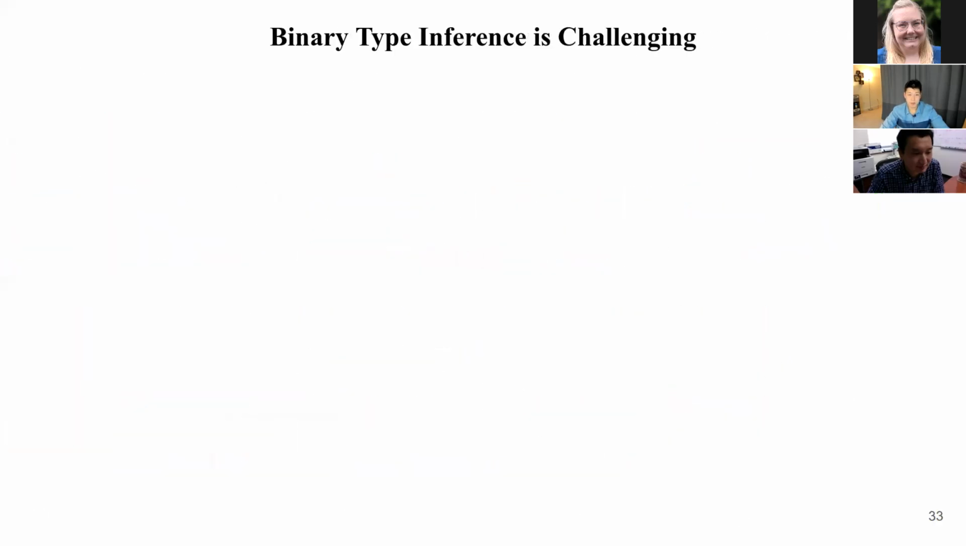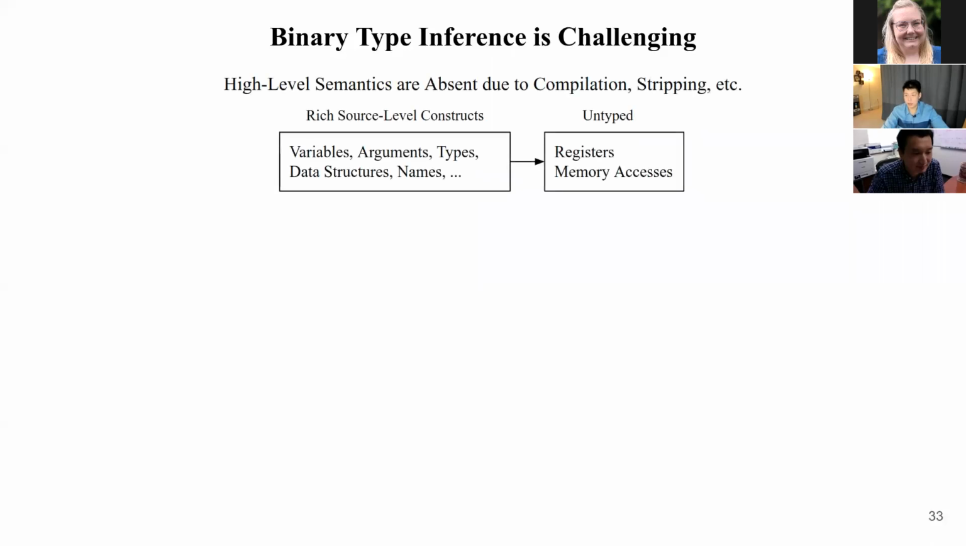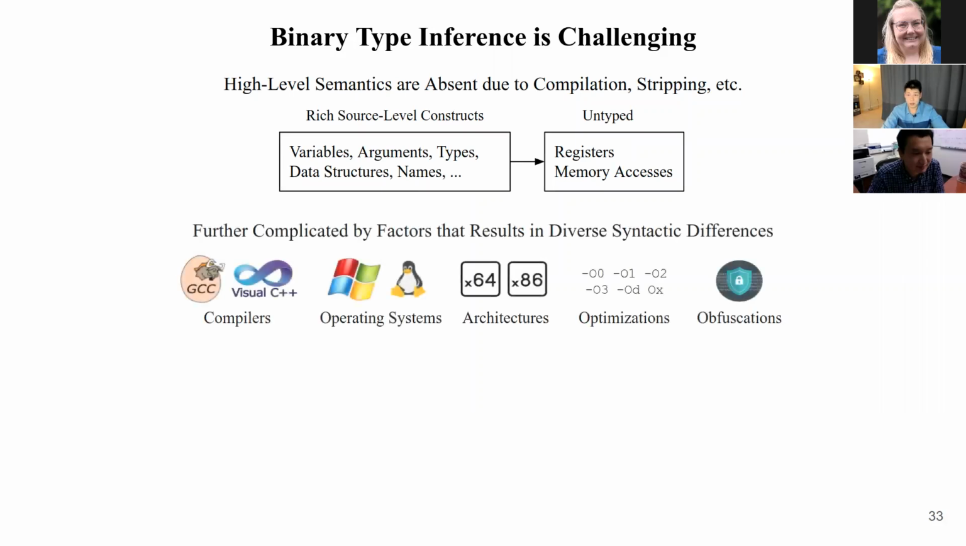However, binary type inference, just like any other binary analysis task, is fundamentally challenging. This is because all source-level data structures, variables, and arguments are lost and compiled down to untyped registers and memory accesses. The task also gets exacerbated as the binary can be compiled by different compilers, optimizations, on different operating systems and architectures.